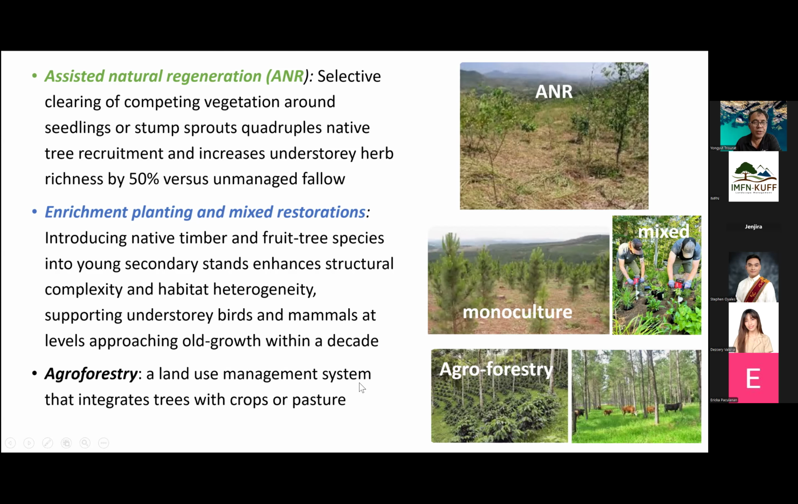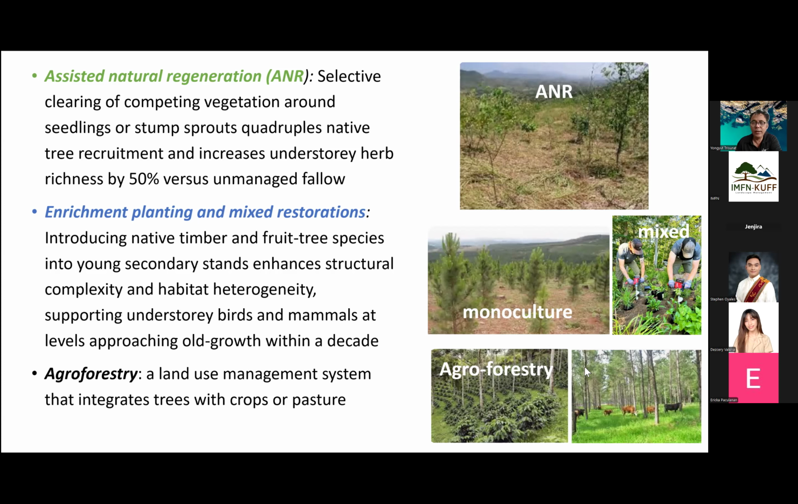So what is agroforestry? Agroforestry is a land use management system that associates tree species with agricultural practice, either agricultural crops or animals. Previously we called this kind of practice the Taungya system. The Taungya system was promoted in Myanmar by British professors during the colonization.